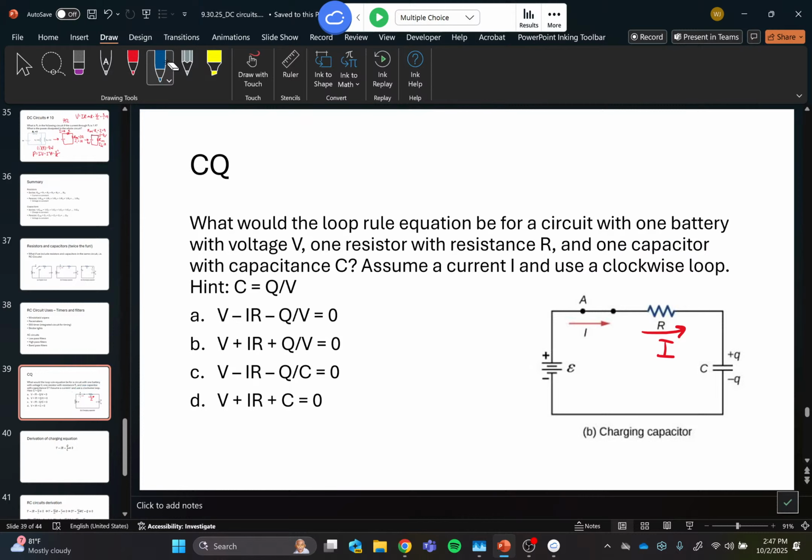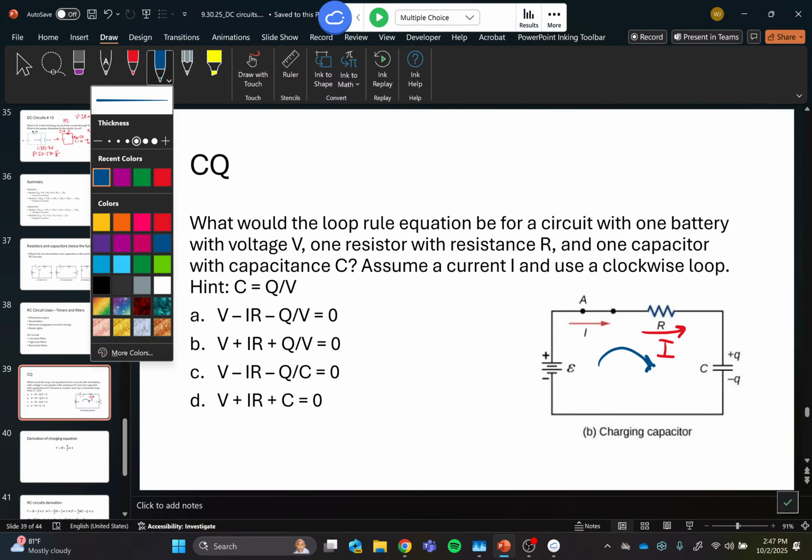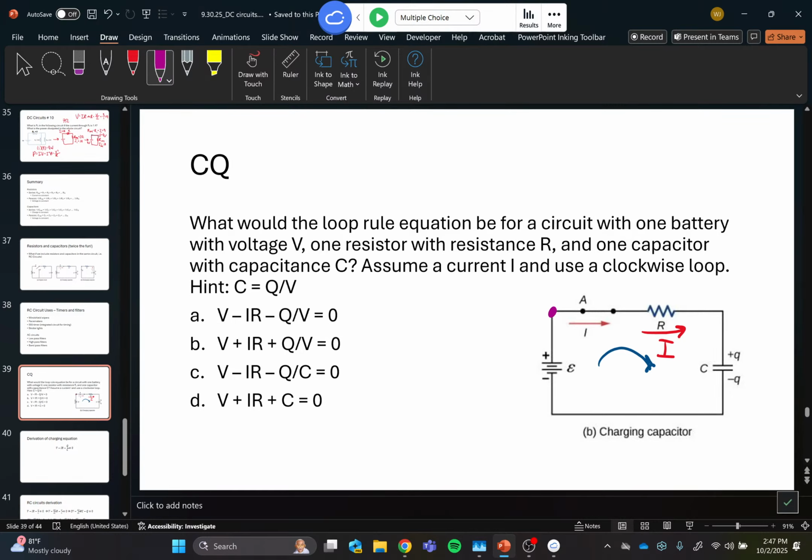Why? Because I just said so in the problem. Does it actually matter? No. It's not going to change anything as far as our answer mathematically is concerned. So great. Now we pick a spot in our circuit. We're going to start here in this top left corner, and we're going to start walking through this circuit. We're on a wire. Nothing happens. Nothing happens. I hit the resistor.